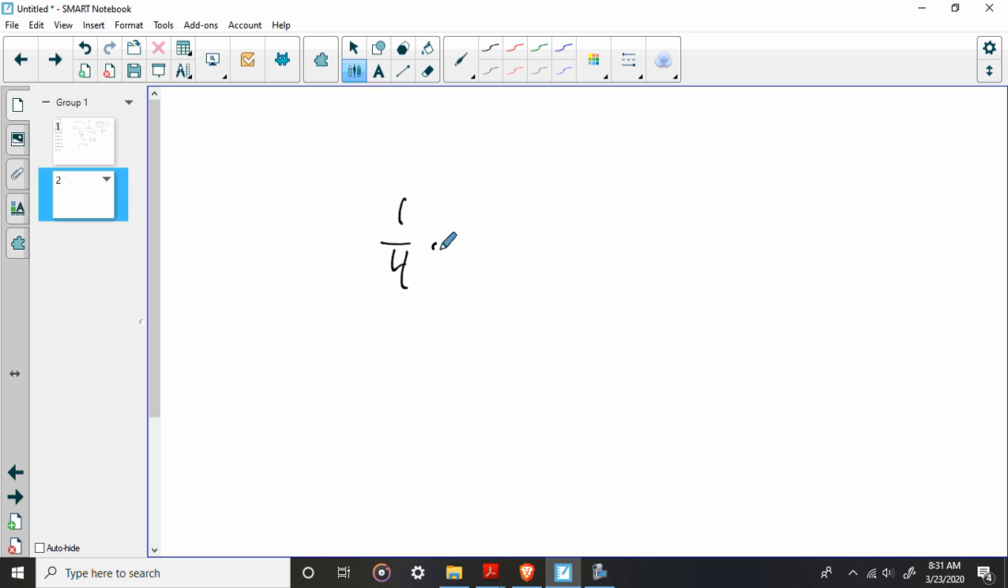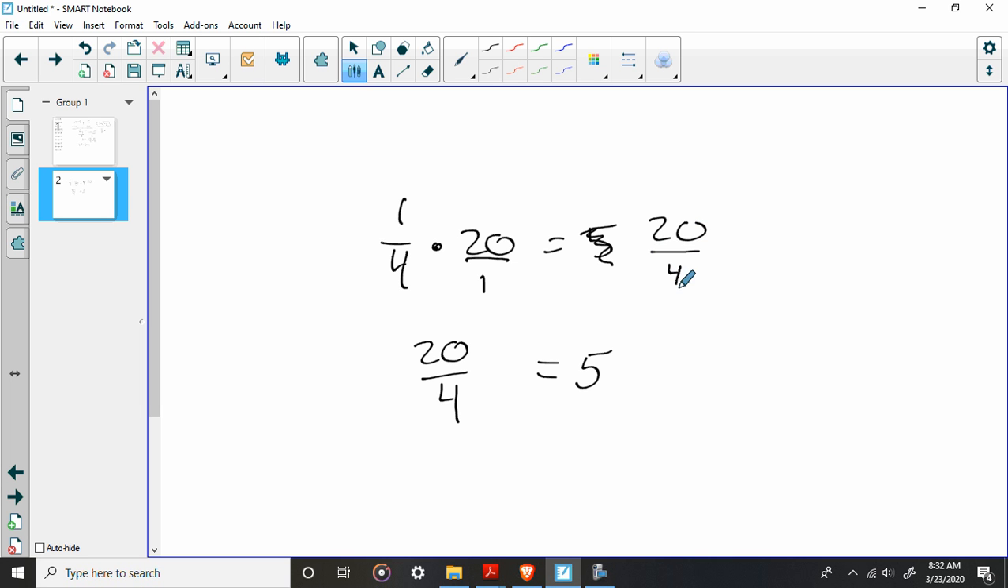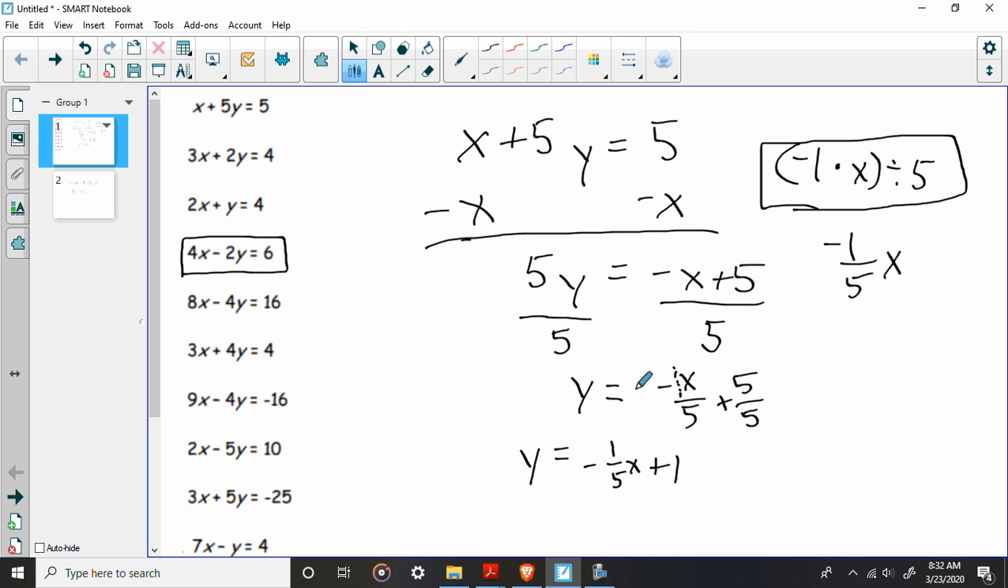1/4 times 20, or 20 over 4. Well, 1 times 20 is 20, and 20 divided by 4 is 5. Again, 1 times 20 becomes 20, 4 times 1 becomes 4, and you get the same answer. So you really just have to remember that there's a 1 there, and this will become 1/5. It's actually less clear in this example because it's 1. It'll be a little more clear in some of the other examples, even though they're actually harder problems.